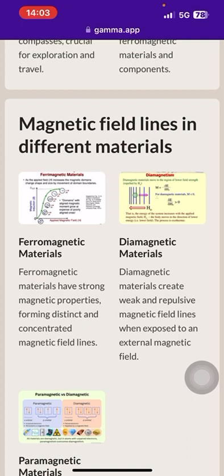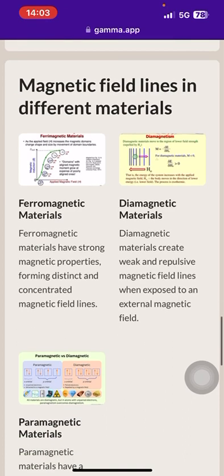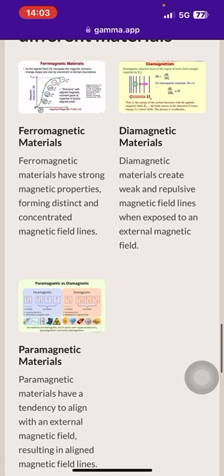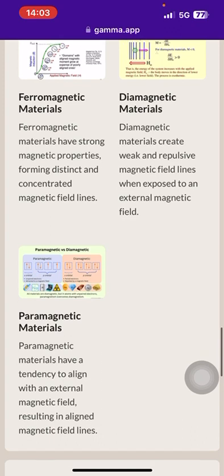If we introduce an external magnetic field, then these intensities will be shown, right? For example, when you compare yourself with another student, you can find out your rank, so there needs to be a comparison, and the external magnetic field is introduced here. Paramagnetic materials have a tendency to align with an external magnetic field, resulting in aligned magnetic field lines.